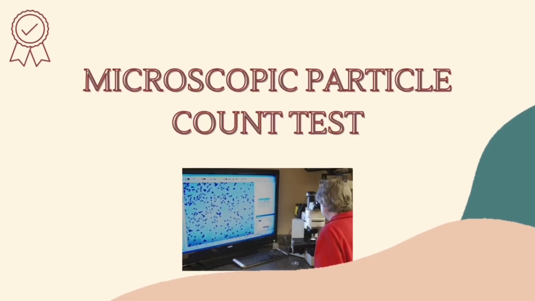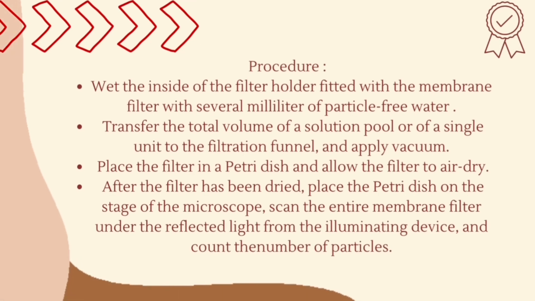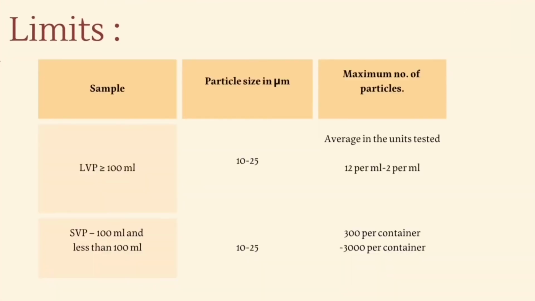Microscopic particle count test. Procedures. With the inside of the filter holder fitted with the membrane filter and several milliliters of particle-free water, transfer the total volume of a solution bottle or of a single unit to the filtration funnel and apply vacuum. Place the filter in a petri dish and allow the filter to air dry. After the filter has dried, place the petri dish on the stage of the microscope. Scan the entire membrane filter under the reflected light from the illuminating device and count the number of particles.